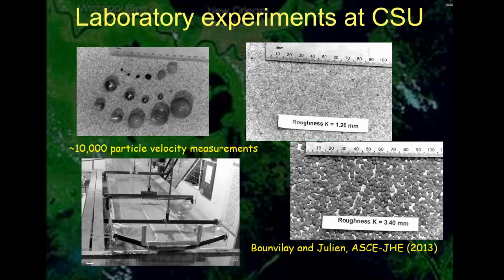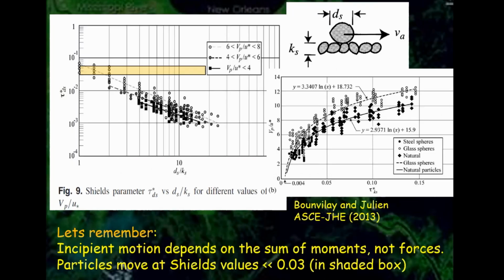So overall, we get different flow conditions, different ratios of the diameter of this one to the different bed roughness sizes. And we get a total of about 10,000 particle velocities. So you get a big database there to play with and look at the incipient motion for those conditions and look at the velocity of those particles. And what we found is this.